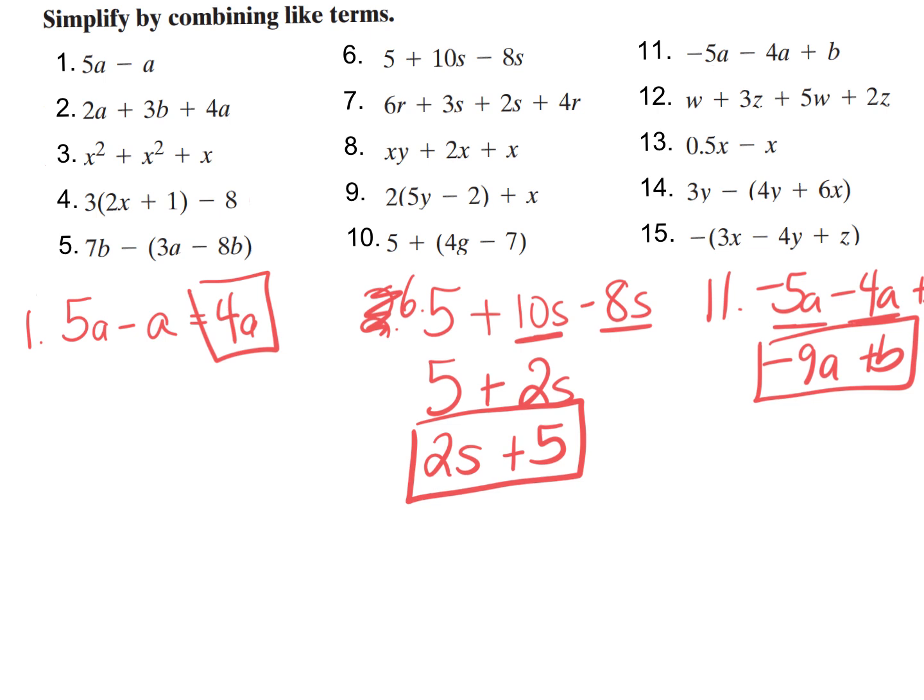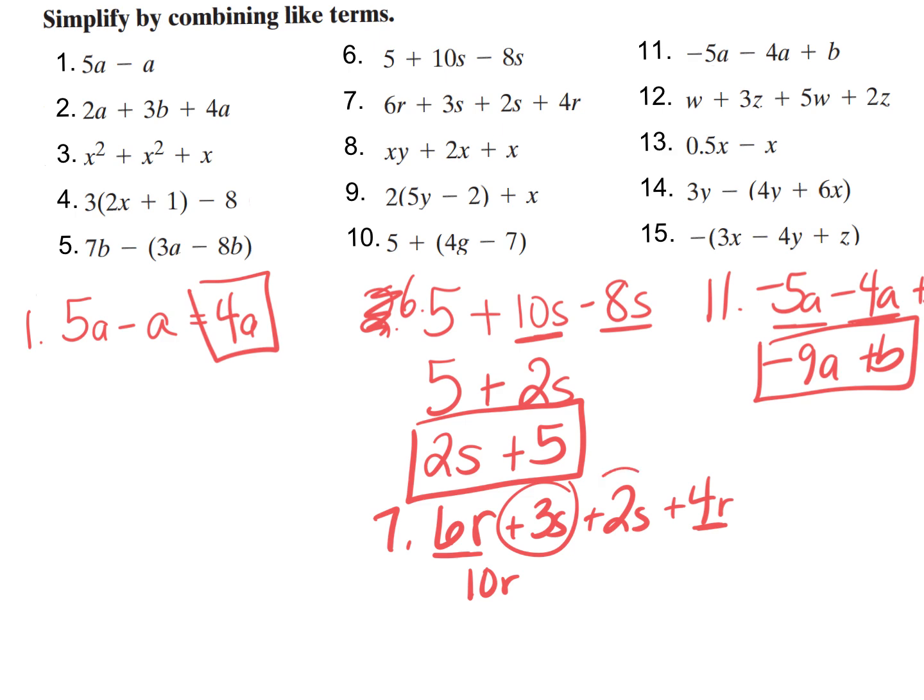2a and 4a are like terms. 2 plus 4 is 6, so 6a plus 3b. That's my answer. I do not change exponents when I am adding or subtracting like terms. 6r plus 3s plus 2s plus 4r. My like terms are 6r and 4r, 3s and 2s.